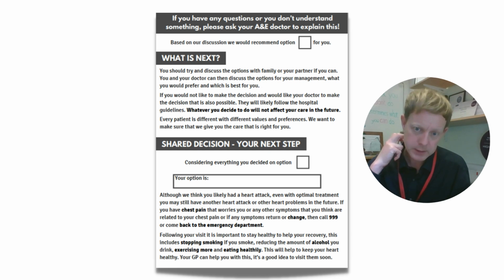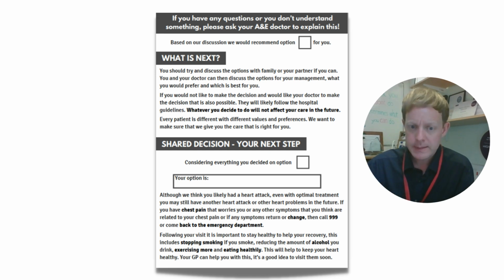We then talk about what's next, and then we come to the shared decision. So where we say that considering everything, the patient has decided in conjunction with us on option A, B, or C. And we talk about that. There's some advice at the bottom of the page on how to stay healthy. That's really important for patients. They told us we need to do better on advising them about ways to stay healthy and avoid being sick in the future. So that's in there. And there's also some safety netting advice just in case the patient has decided to return home.